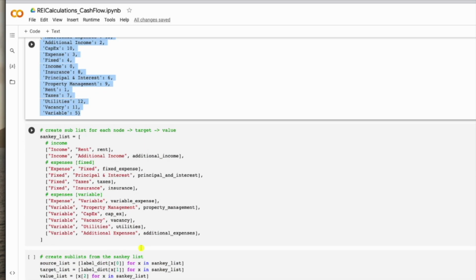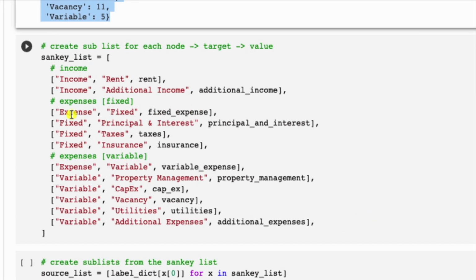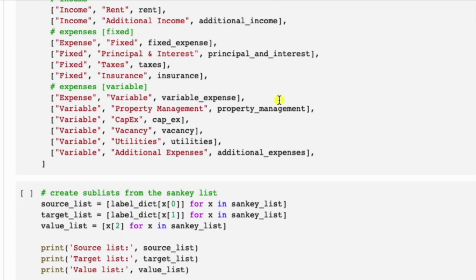Then the next step is setting up our flows. So instead of saying 0 to 2 to 2,600, we're just going to make it super easy by writing it down. Here I have some sublists, and in this example, I want to show that income goes to rent, and that value should be the rent value. Next one, income goes to additional income, and that value should be additional income. So very simple and readable in case we need to debug it later.